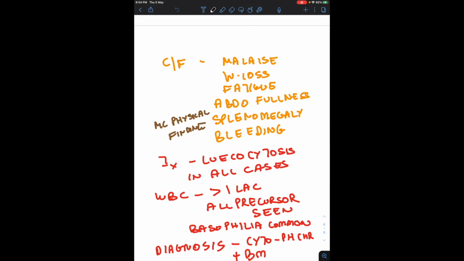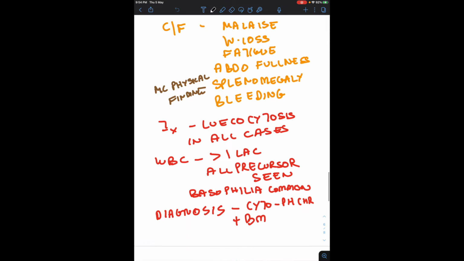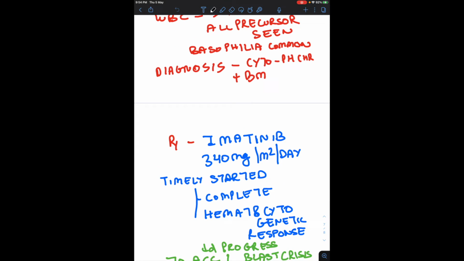The clinical features are non-specific: malaise, weight loss, fatigue, abdominal fullness. Splenomegaly is the most common physical finding. Investigations: you get a CBC done and you will see anemia, thrombocytopenia, but the striking feature is the increase in WBC to greater than 1 lakh, and all types of precursors are seen. As discussed, basophilia is more common in the accelerated phase. Diagnosis is based on cytogenetics as well as bone marrow studies.